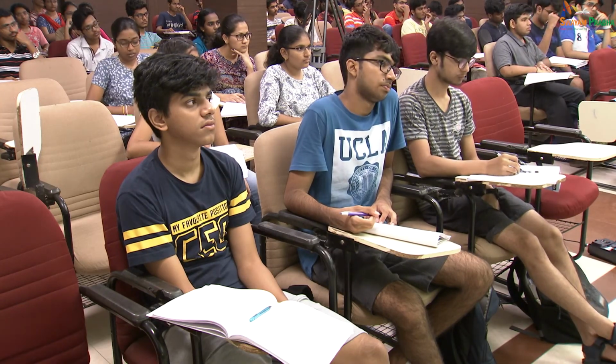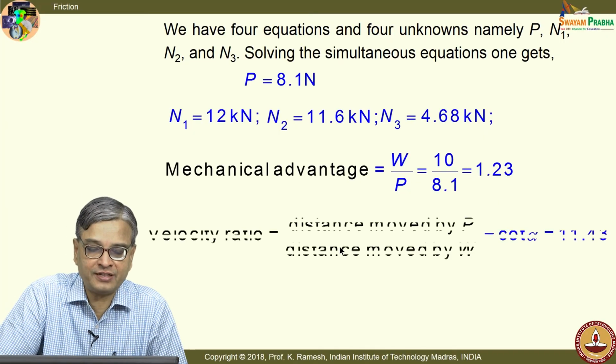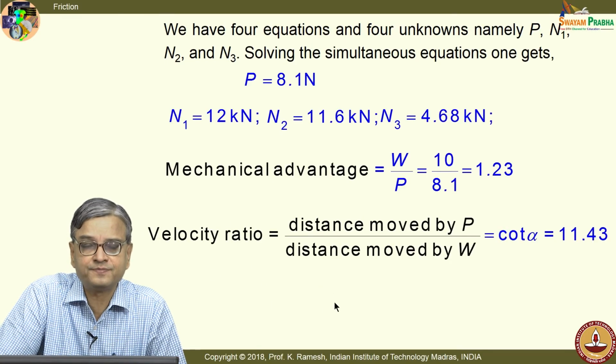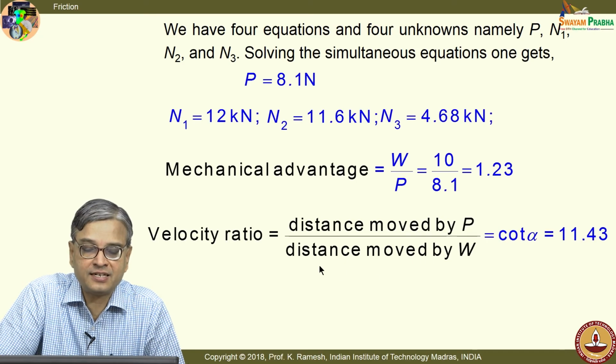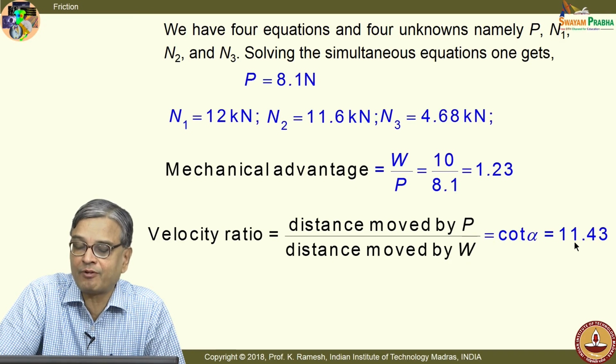We have already seen the mechanical advantage concept when we have looked at the crimping tool, that's again classified as a machine. My effort is something that gets magnified many times. Okay. And you also have another definition. These are definitions. Okay. I have what is known as velocity ratio, distance moved by force P and distance moved by the block W, that's given as cot alpha, that is 11.43.